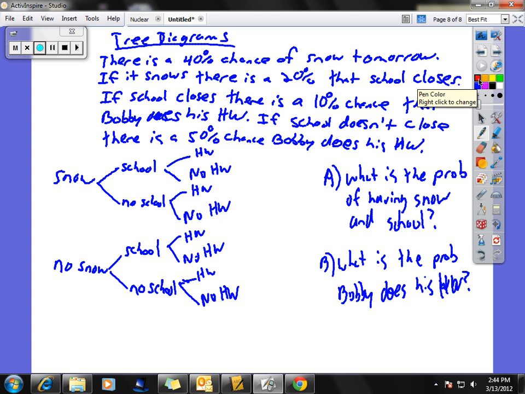What's the probability of snow? 40. I'm going to put 0.4. You can do these in percentages or you can do them in decimals, but I'm going to do them in decimals, okay? So that leaves no snow at 0.6, right? Now, if there is snow, there's a 20% chance that school closes. So no school would be 0.2 and school would be 0.8. Now, if there's no snow, then what's the chance that there's no school? Zero. And the chance that there is school is 1, right? Because that's for sure going to be school.